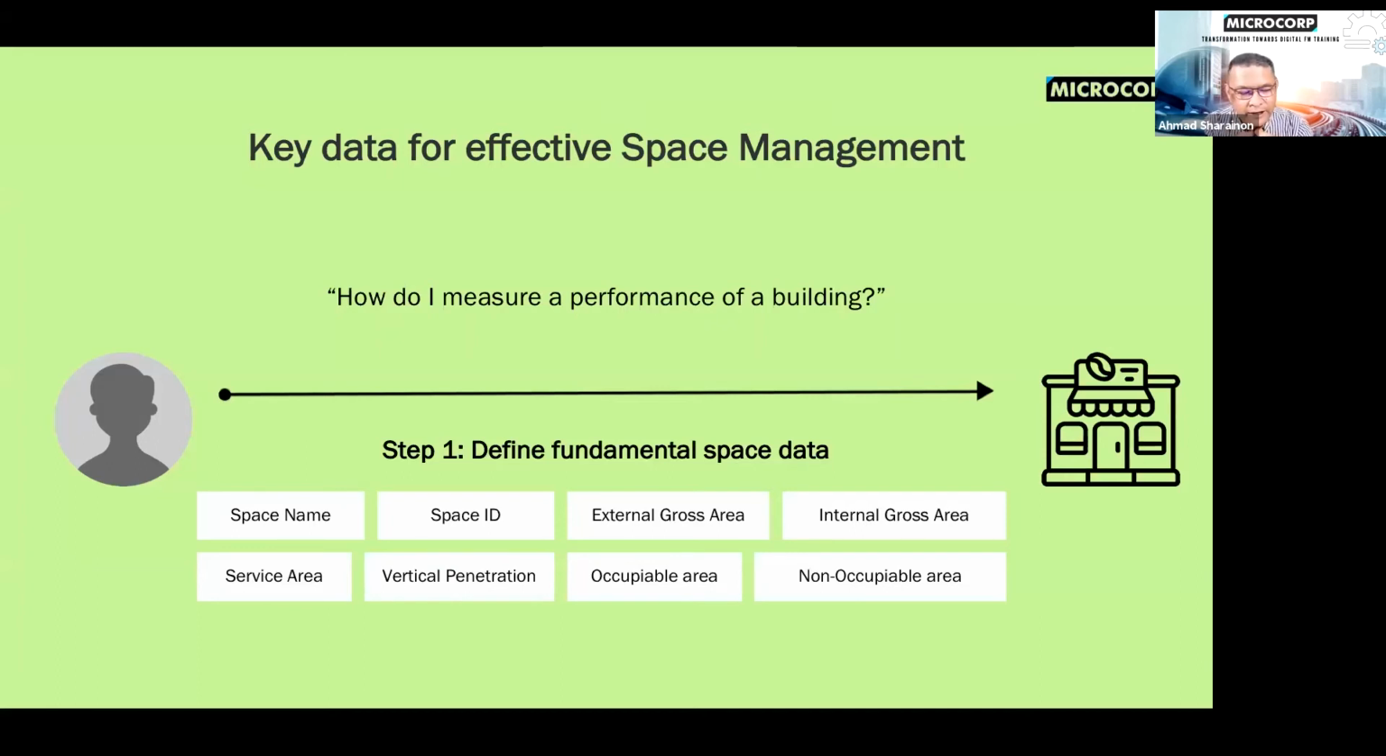But I would like to correct it, because later on, when you have extra space, it means you have extra service area. It means you have extra external gross area. It means maybe you have extra rentable area, but maybe you don't. Maybe you have extra non-occupiable area. You don't know. You only know when you start to operate it. But the good part is that when you know before you construct, then you can make the right decision and a good plan.